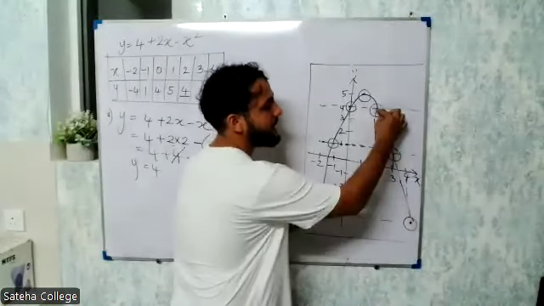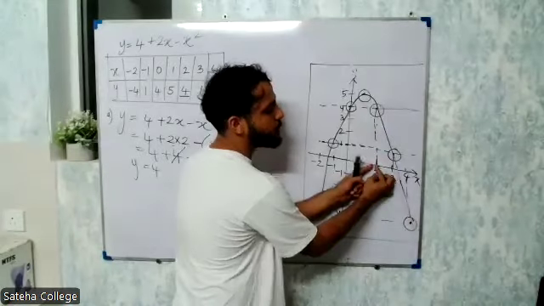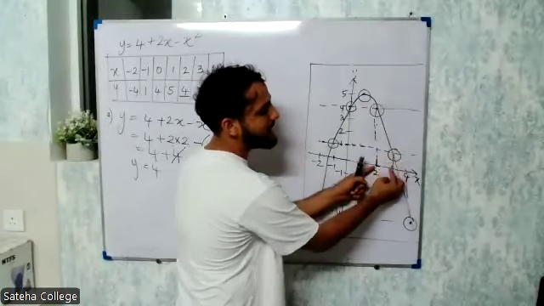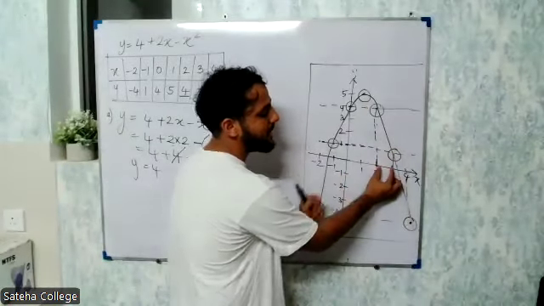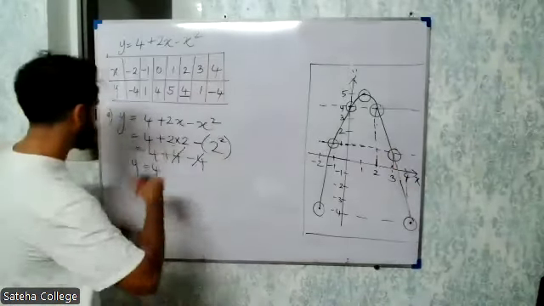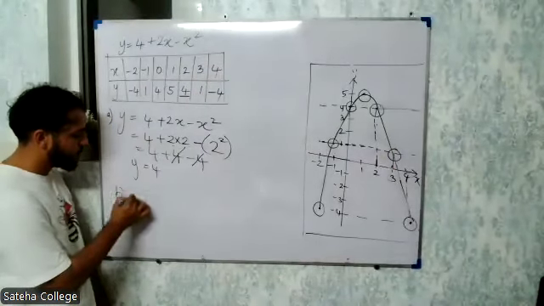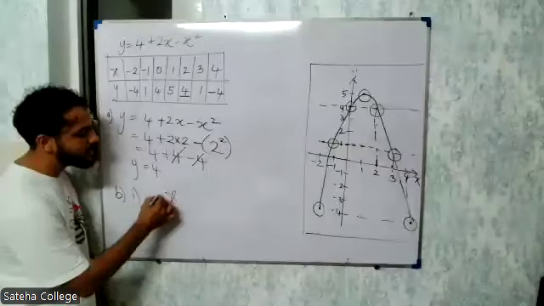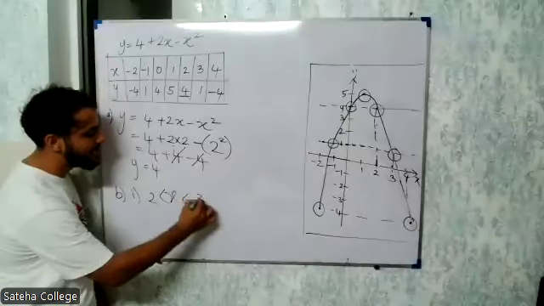The x value, see here, for the graph to decrease, x should be more than 2. Until this point, x should be less than 3. So x value should be more than 2 and less than 3. So you give your answer here, B part, Roman number 1: x is more than 2 and less than 3.